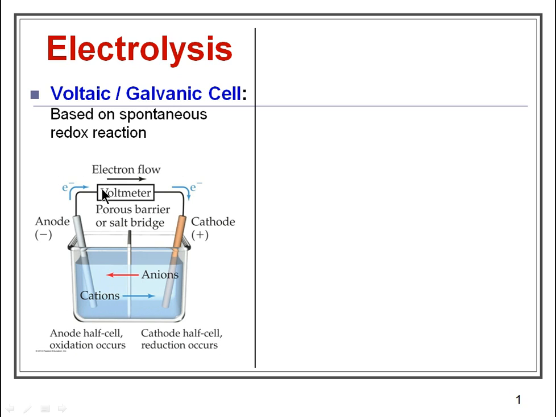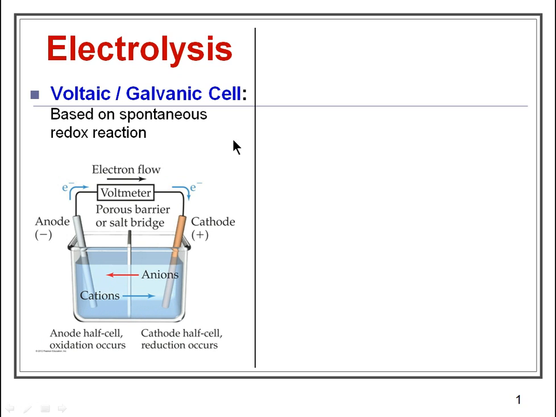You can read the electron flow in the form of current, and these electrodes are dipped in electrolyte, and there is a boundary between these two half reactions, that is called the salt bridge.